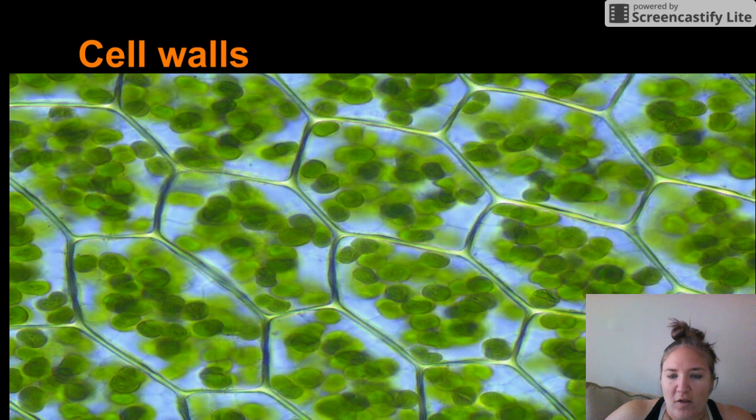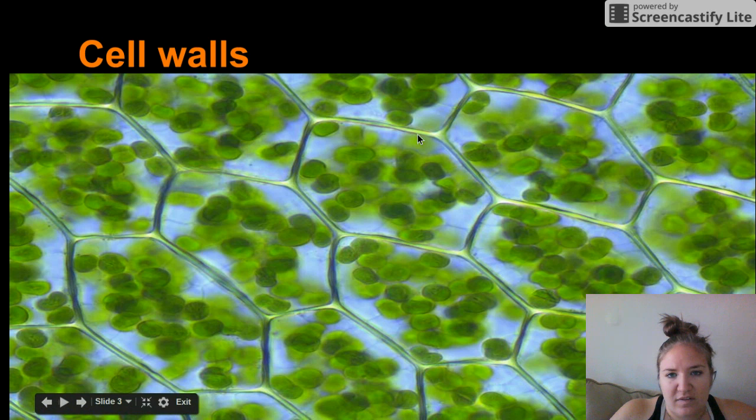So cell walls. This is a picture at the microscopic level of some cells within a plant leaf. And you'll notice these very defined lines going around the cells. And this is the actual cell wall. It is permeable to some things like water, but there are channels that things can be transported through. There are also channels from cell to cell so that cells can move things in between themselves.